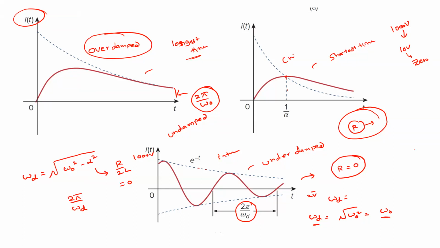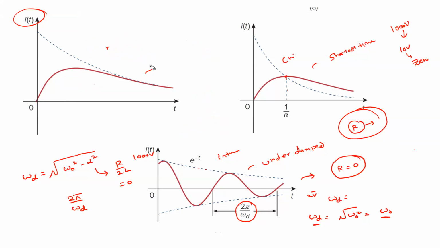If you go on the overdamped side, the response will be this. Practically, we cannot easily say whether it is overdamped or critically damped, since both look the same. The way to tell is that in the critically damped case, the peak value of the response is achieved at 1 by alpha seconds.